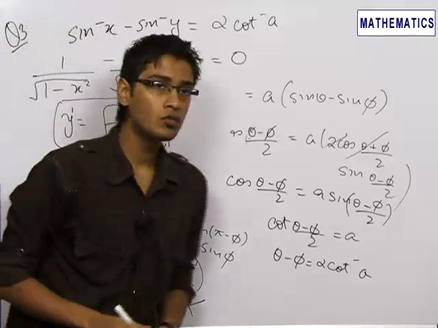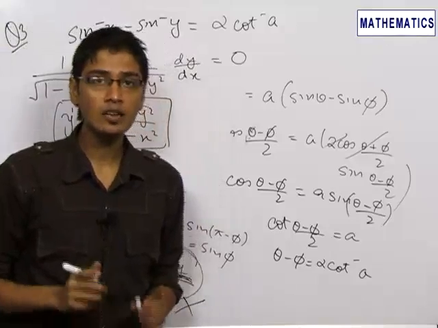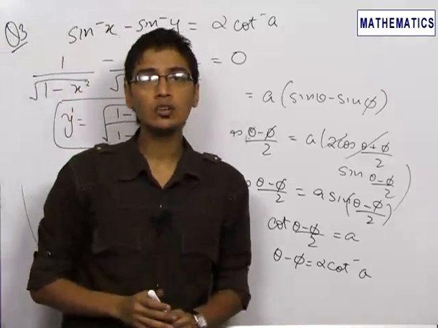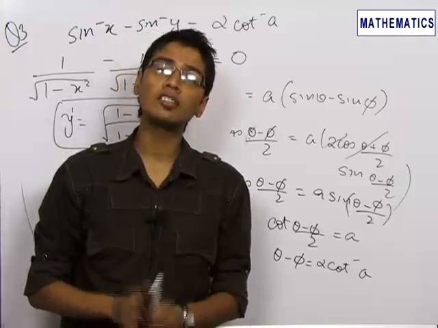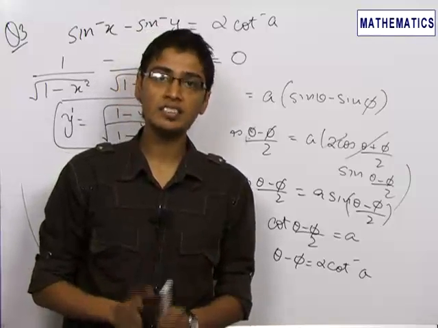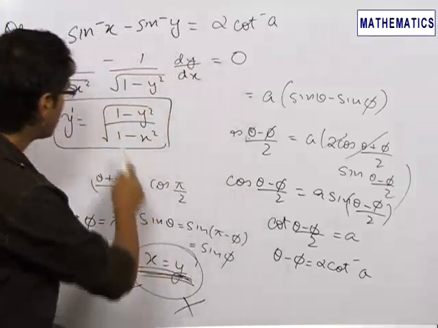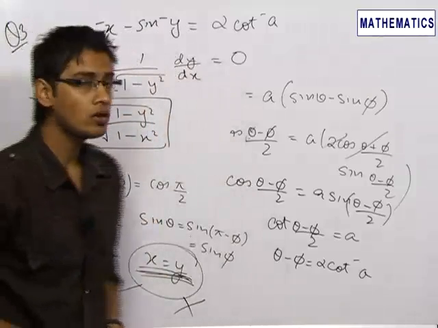So one thing we should remember and learn from this question is that as soon as you see a question, don't start differentiating it. Just analyze it for a moment and see what substitutions you can make in the question to make it simpler. Hence the final answer is under root of 1 minus y square upon 1 minus x square.